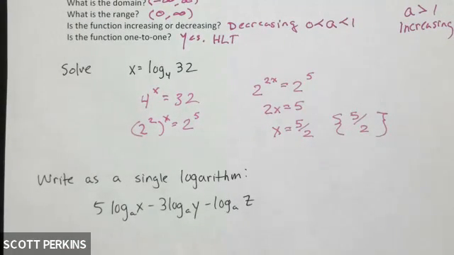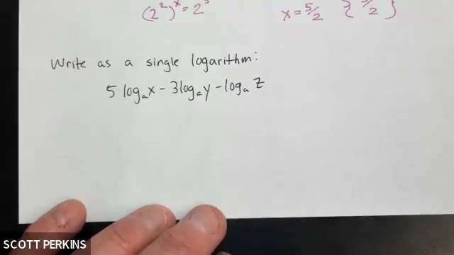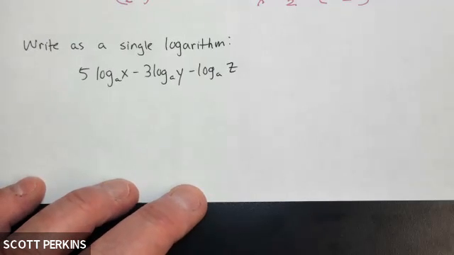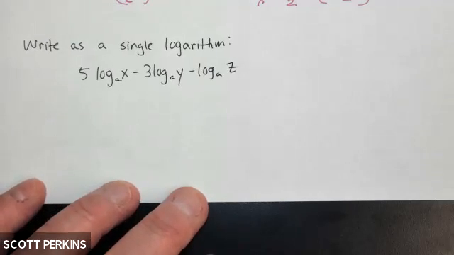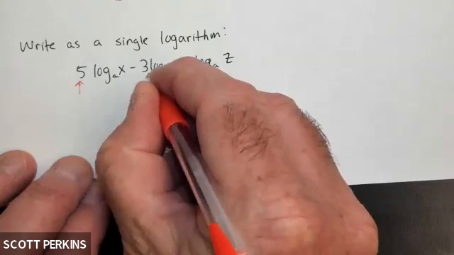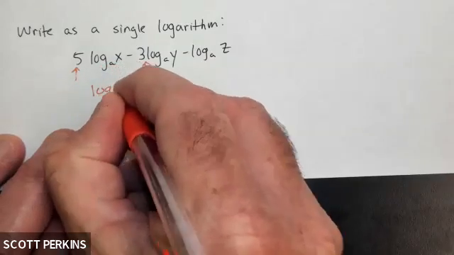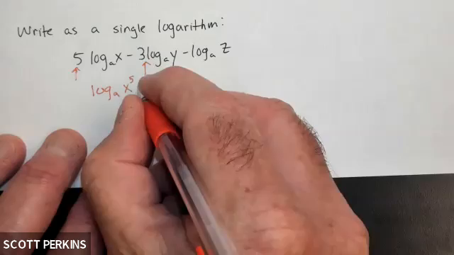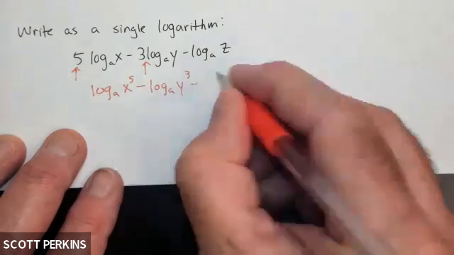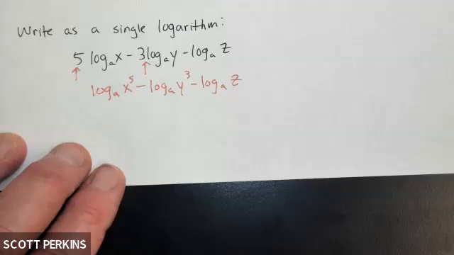The last problem for the day was to write this as a single logarithm using those properties of exponents. The first thing I'm going to do is use the power rule since I've got those coefficients. I'm going to bring this 5 and this 3 up and make them powers. So I've got log base a of x to the 5th minus log base a of y to the 3rd, and then minus, I've got a 1 in front of this one, so I'm just going to leave it like that.